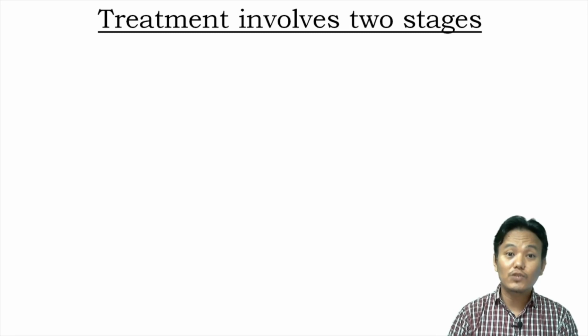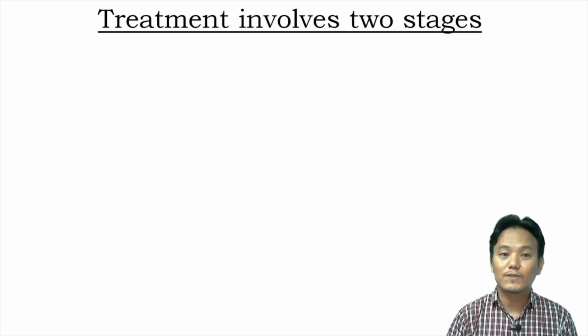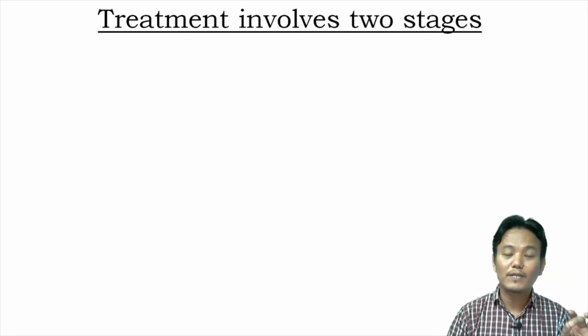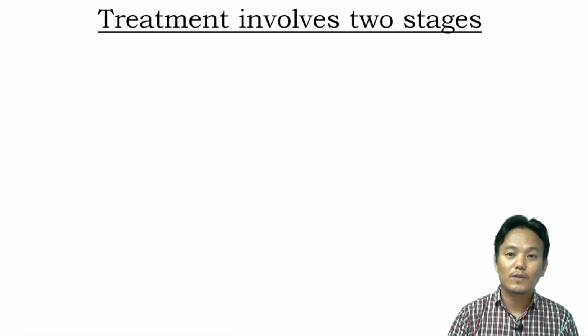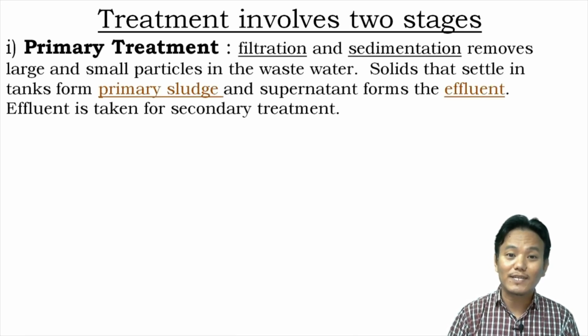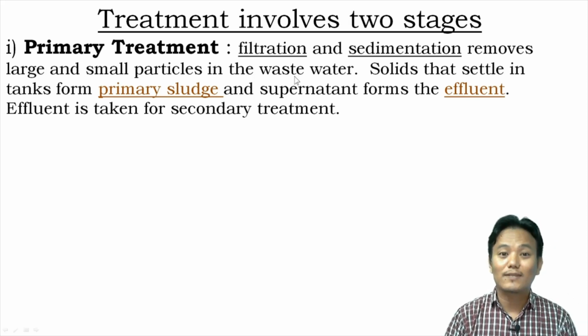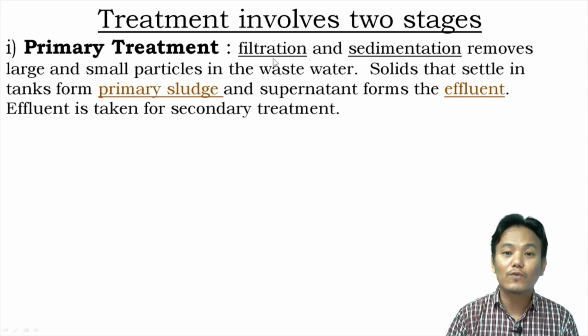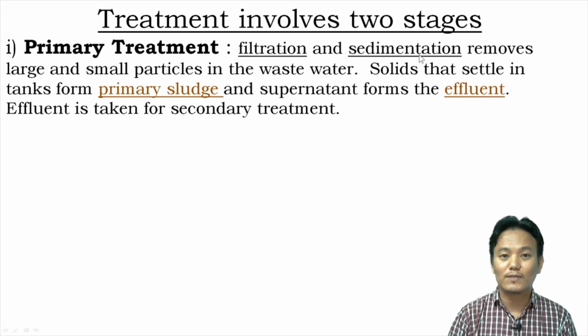The sewage treatment process involves two stages: primary treatment and secondary treatment. During the primary treatment stage, large and small solid particles which are present inside the sewage will be physically removed through filtration and sedimentation processes.